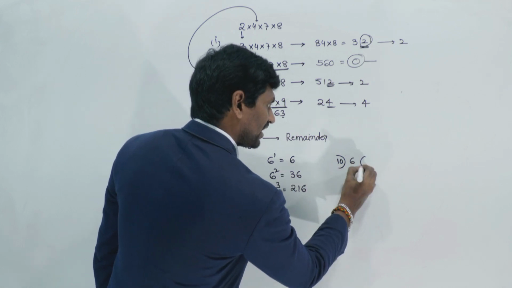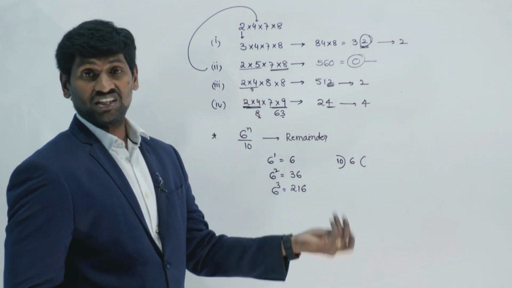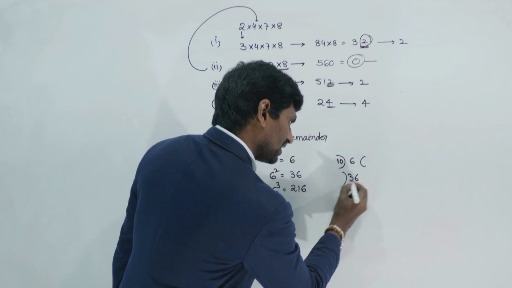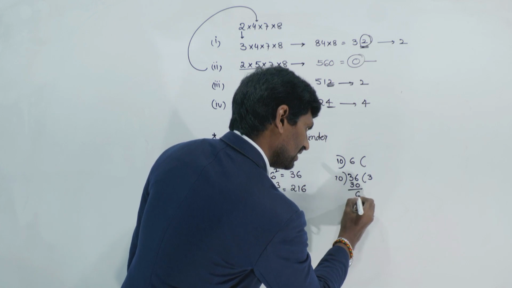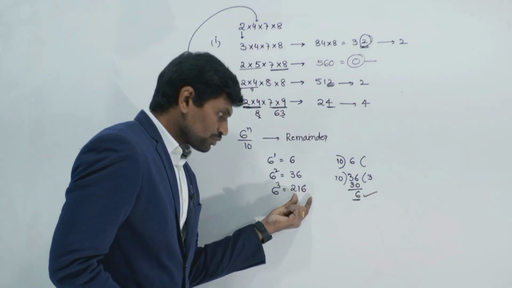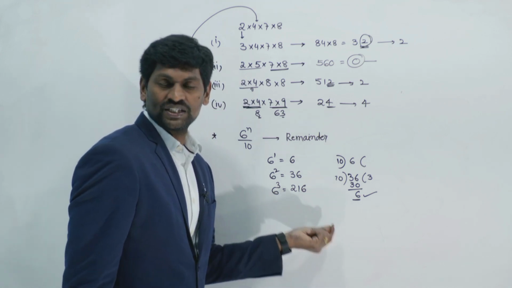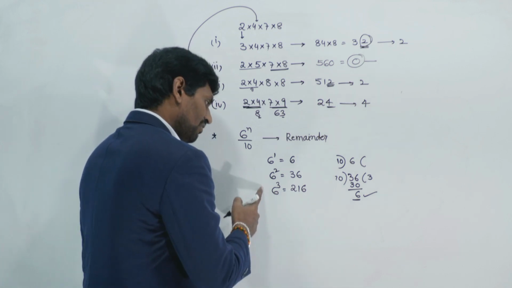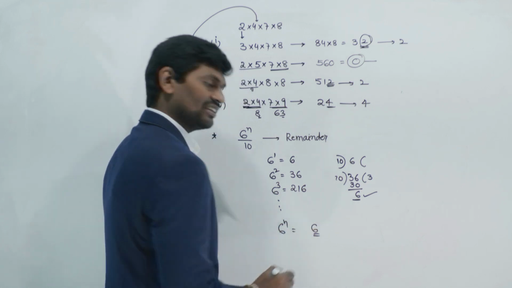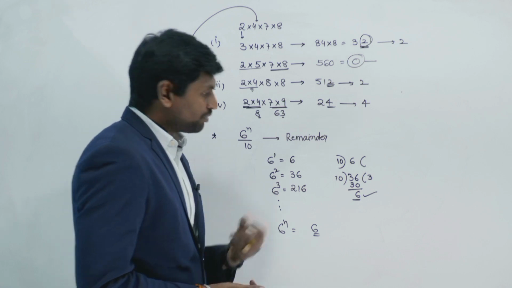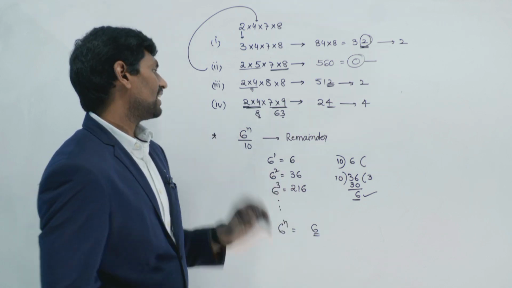For example, the first one I have taken, 6 is smaller than 10, so the remainder is 6 itself because it is smaller. If you divide 36 by 10, 10 3s are 30, remainder 6. If you use this one, 10 into 21, 10 21s are 210, again 6 will be the remainder. Because 6 power anything ends with the digit 6. But the 10 table always ends with 0. So we will get the remainder 6 itself.